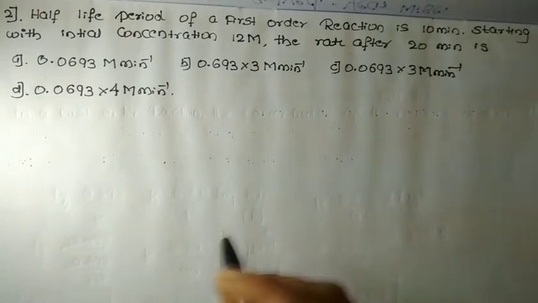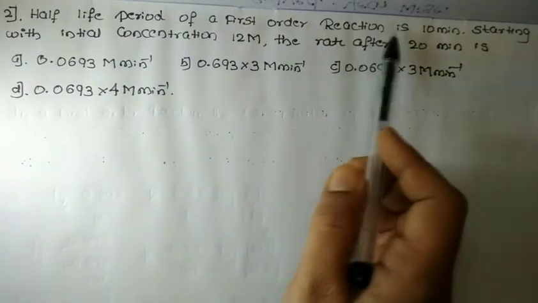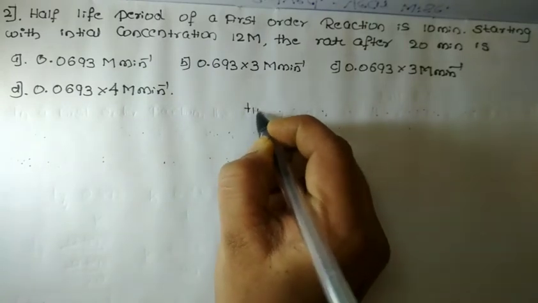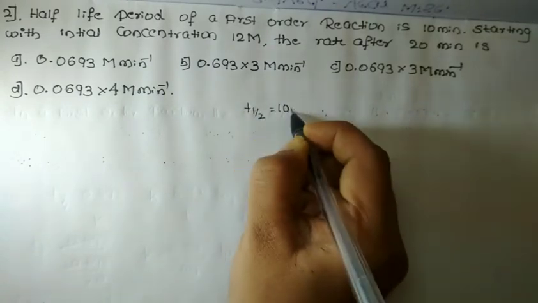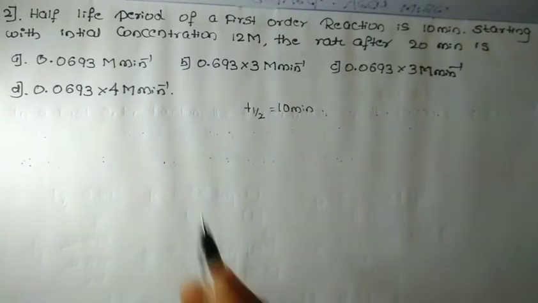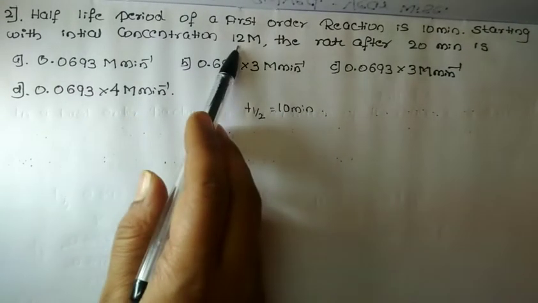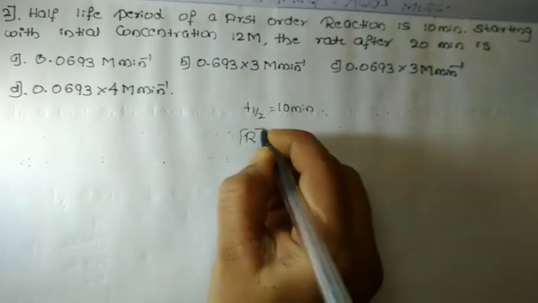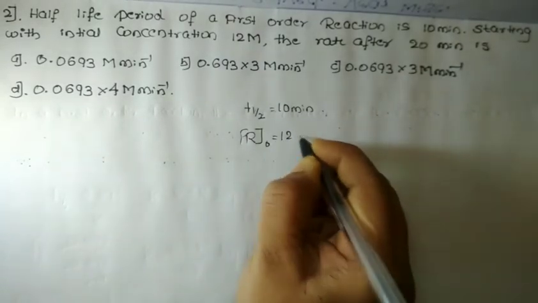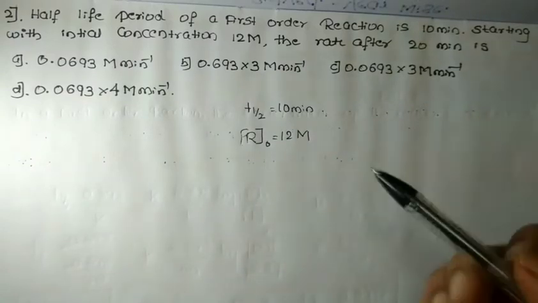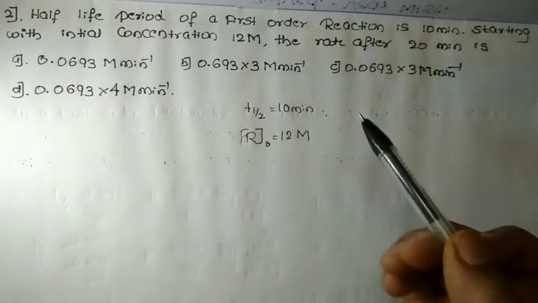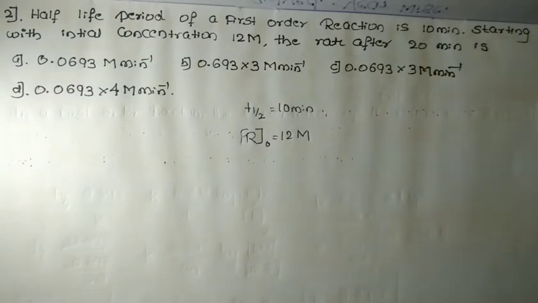Quite simple. They have given the half-life period, that is the T half is given here, right? The T half is 10 minutes. Starting with the initial concentration of 12 molar. So the initial concentration they have given is 12 molar. They are asking the rate after 20 minutes.